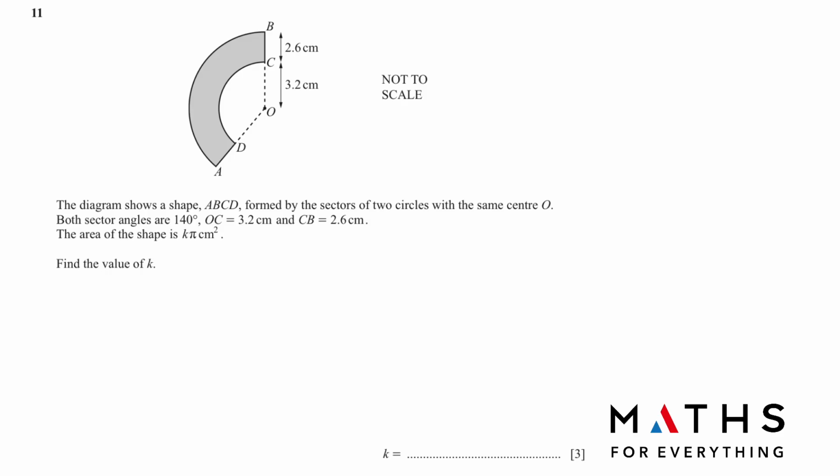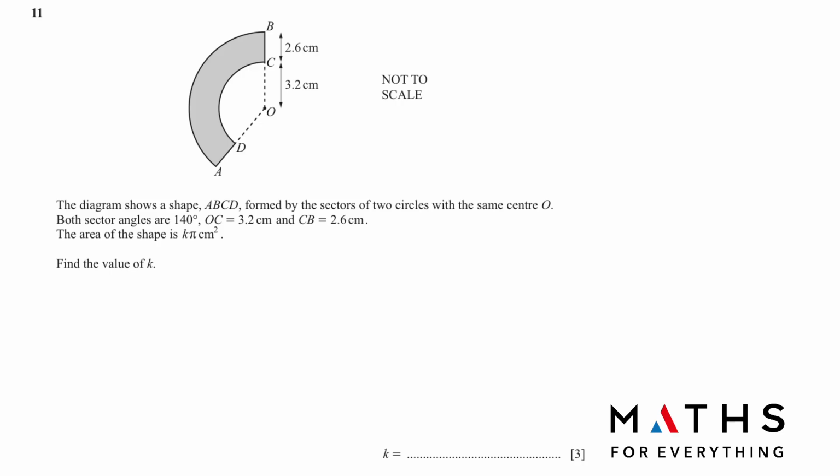Question number 11. We have been given a shape ABCD formed by the sectors of 2 circles with the same center O. Both sector angles are 140 degrees and the radius of both has been given to us. This is OC radius 3.2 and OB is going to be 3.2 plus 2.6. The area of the shape is K pi square centimeter. Find the value of K.